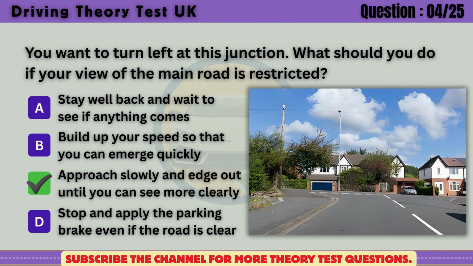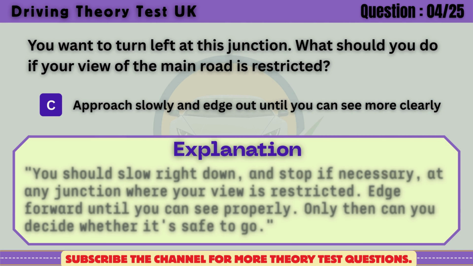Answer was C. Approach slowly and edge out until you can see more clearly. You should slow right down, and stop if necessary, at any junction where your view is restricted. Edge forward until you can see properly. Only then can you decide whether it's safe to go.